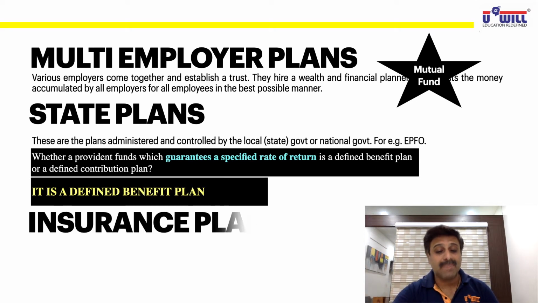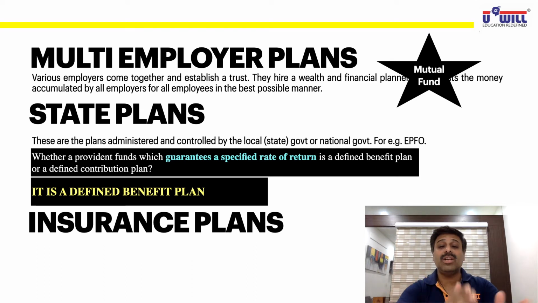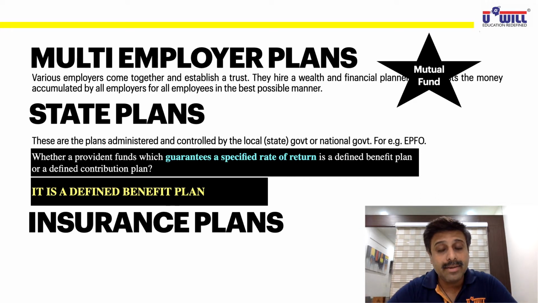Lastly, insurance plans. Now, insurance plans means what? You take an insurance policy of all the employers, group insurance, ESI, Employee State Insurance scheme, you invest the money in that. And then you pay the premium to the insurance company every year, and whatever is the maturity value of that policy, that amount will be given to the employee whenever he retires.